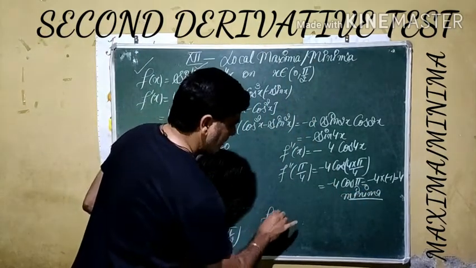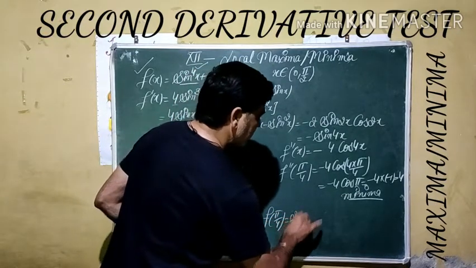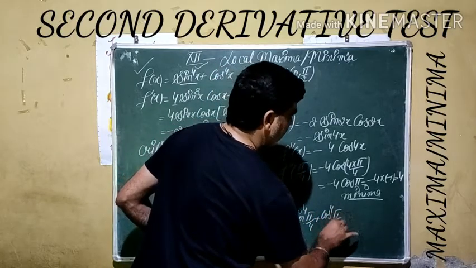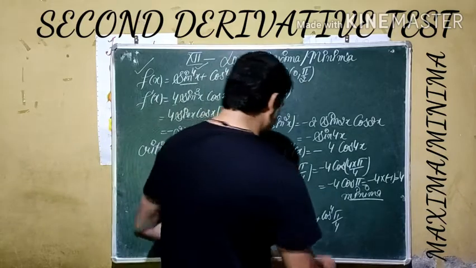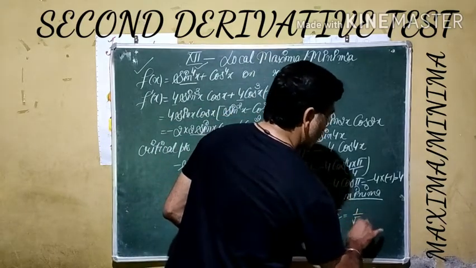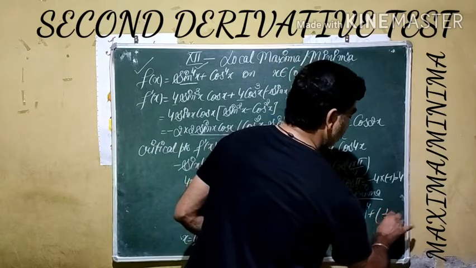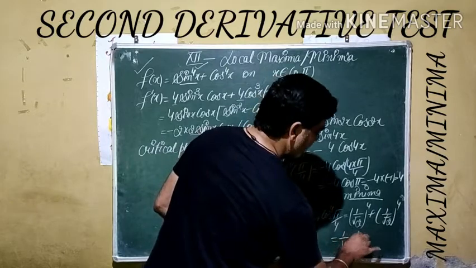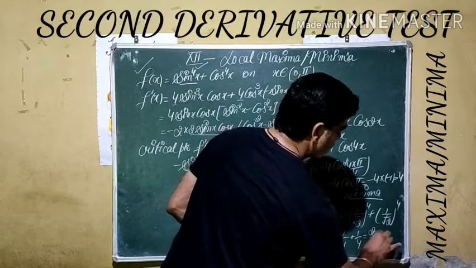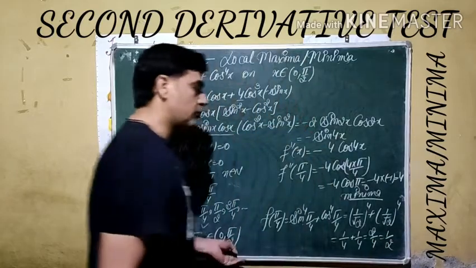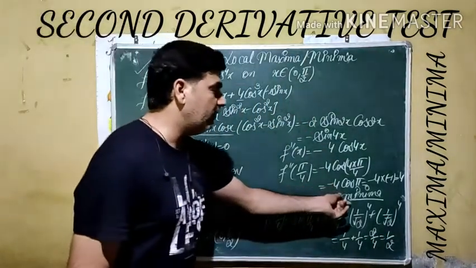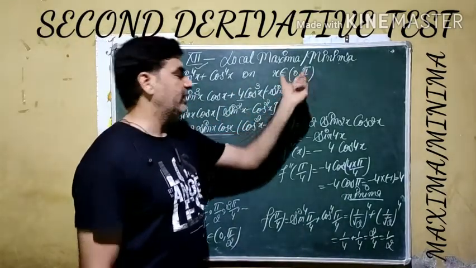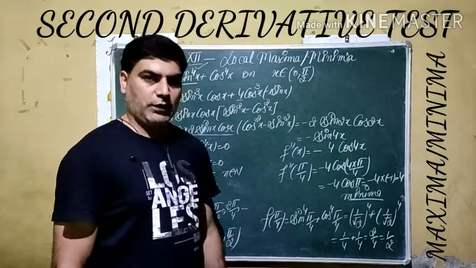So the minimum value can be calculated from the given function. We replace x here by pi by 4. We get sin raised to power 4 of pi by 4 plus cos raised to power 4 of pi by 4, and the value of sin and cos at 45 degrees is 1 by square root 2, raised to power 4 plus 1 by square root 2 raised to power 4. If we simplify, we get 1 by 4 plus 1 by 4, total 2 by 4. So the answer becomes 1 by 2. This is the minimum value, meaning the local minima of the given function on the given interval 0 to pi by 2. The critical point comes out as pi by 4 here.